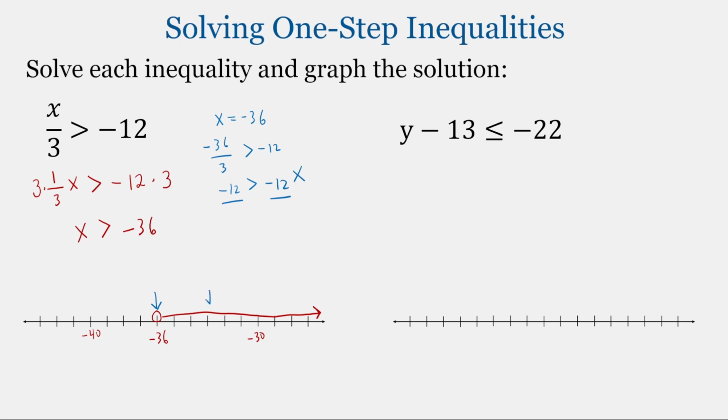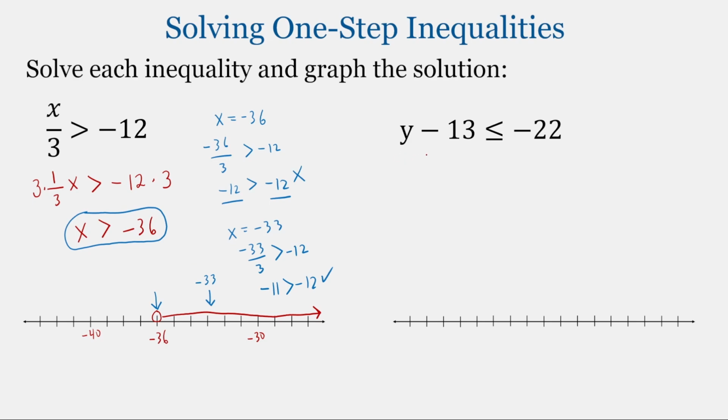Let's go with -33. So at x equal to -33, we have -33 divided by 3 greater than -12. -33 divided by 3, that's -11, greater than -12. And that's a true statement. Our solution is all numbers greater than -36.